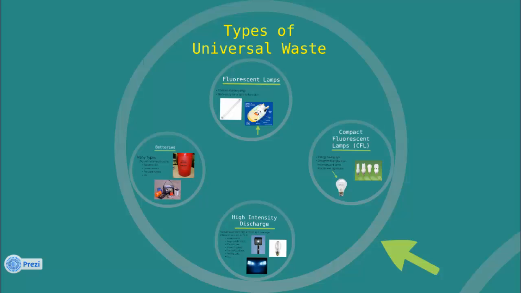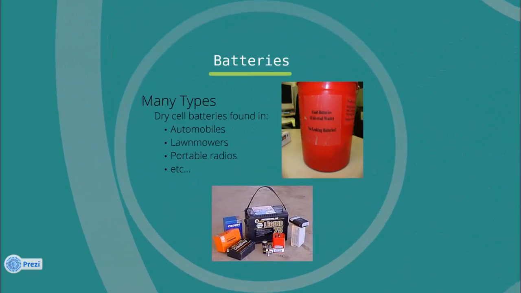There are different types of universal waste. We will focus on 4 of the most common at Central Michigan University: batteries, fluorescent lamps, compact fluorescent lamps, and high-intensity discharge lamps. Batteries. Dry cell batteries can be found in automobiles, lawnmowers, portable radios, and more.